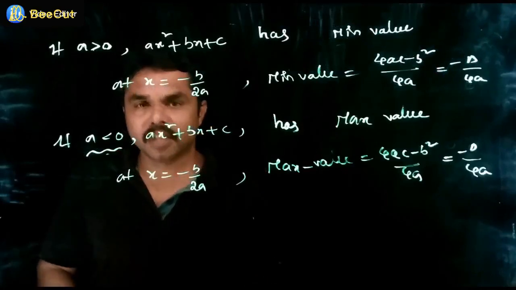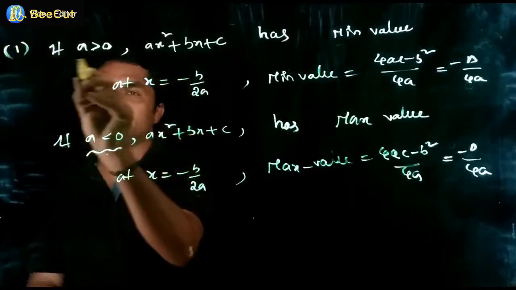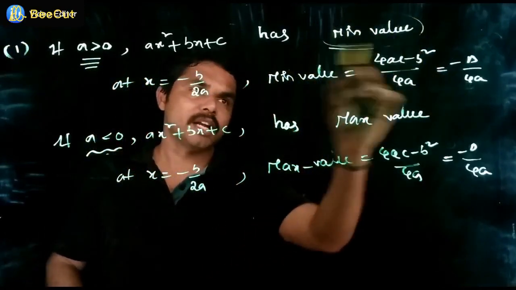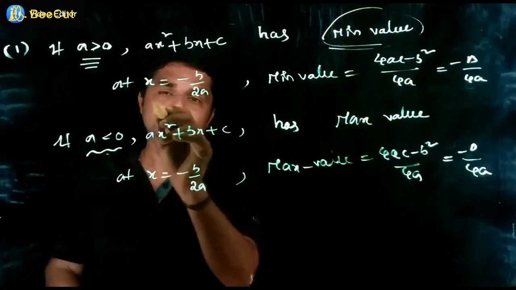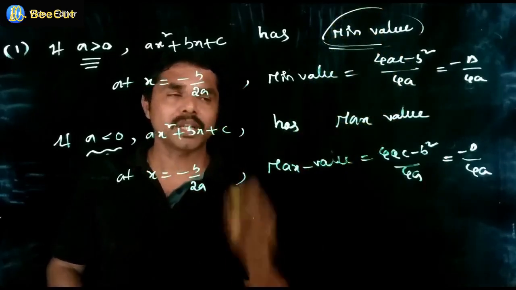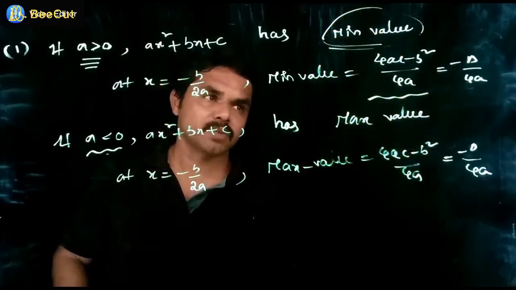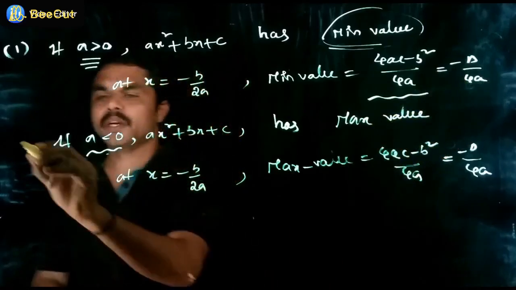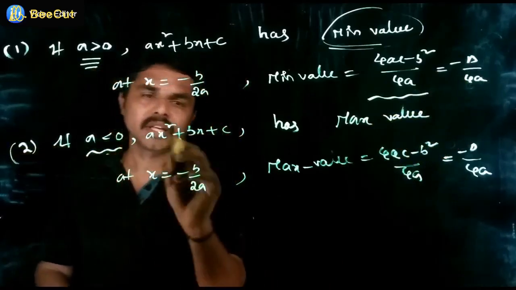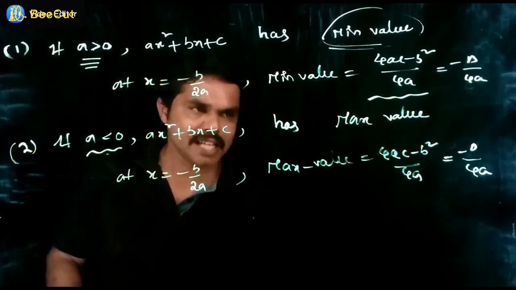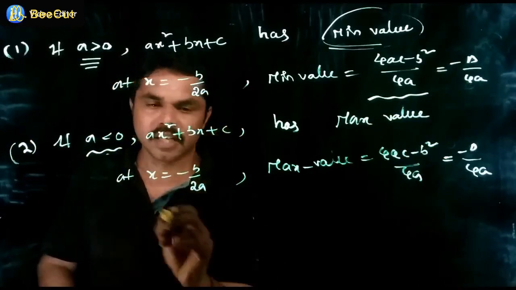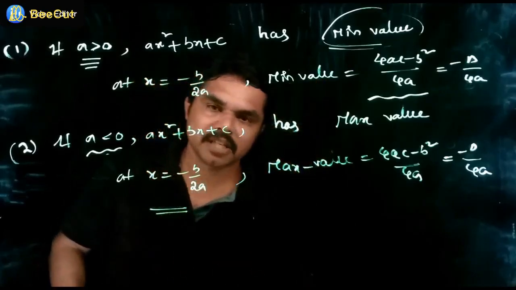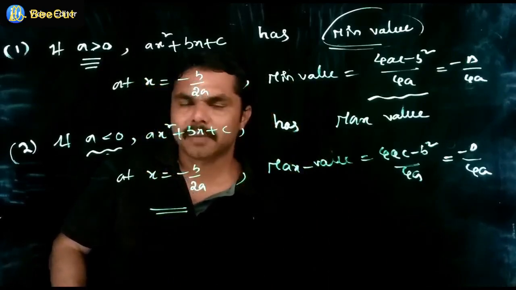At the end, we can conclude the first point. If a is greater than 0, ax square plus bx plus c has a minimum value at x equal to minus b by 2a. What is the minimum value? 4ac minus b square by 4a. We can write minus delta by 4a. Now the second point is, if a is less than 0, ax square plus bx plus c has a maximum value at where? The same position, x equal to minus b by 2a. What is the maximum value? The same value, that is 4ac minus b square by 4a, nothing but minus delta by 4a.